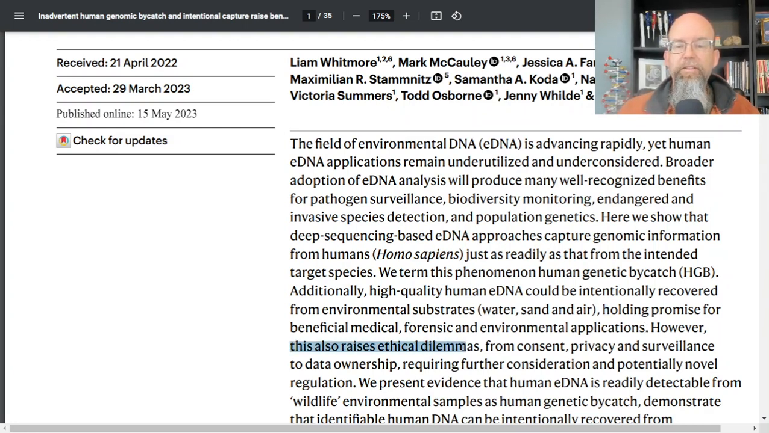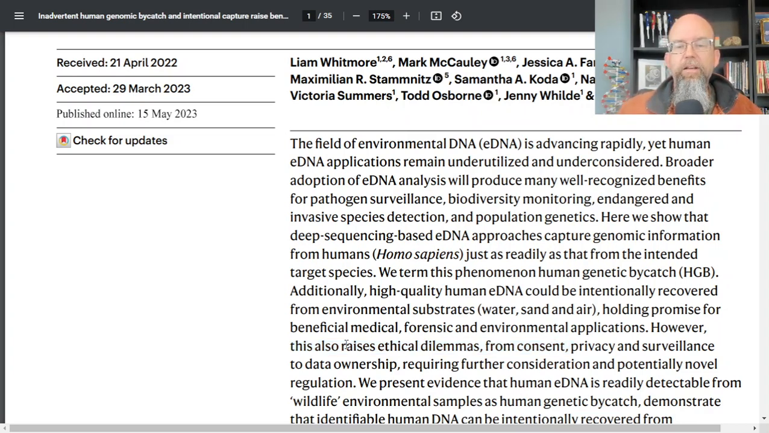However, this also raises ethical dilemmas from consent. Did I give you my consent to sequence my DNA? What rights do you have to your own genome once it's sort of left your body, right? I'm waving my arms around. There's cells falling off right now, and they're floating in the air. They're going to waft out the window, and if somebody takes an environmental sample out there, they potentially could sequence my entire genome. At least they're going to sequence large portions of my genome, and therefore have my sequence data in a database.